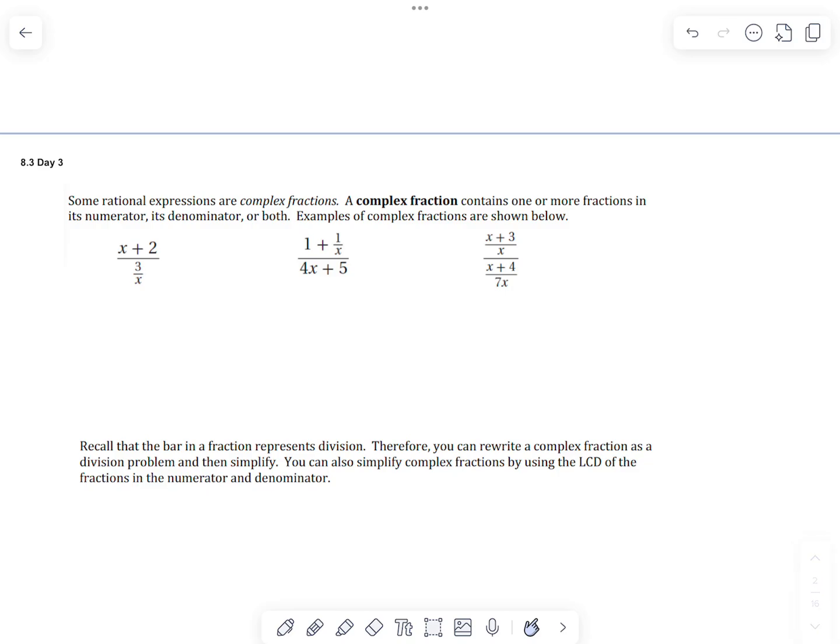Now, some rational expressions are what we call complex. A complex fraction contains one or two fractions in its numerator, in its denominator, or both. Here are some examples. So here is a fraction in the denominator. Here is a fraction in the numerator. And then this has a fraction in the numerator and the denominator.